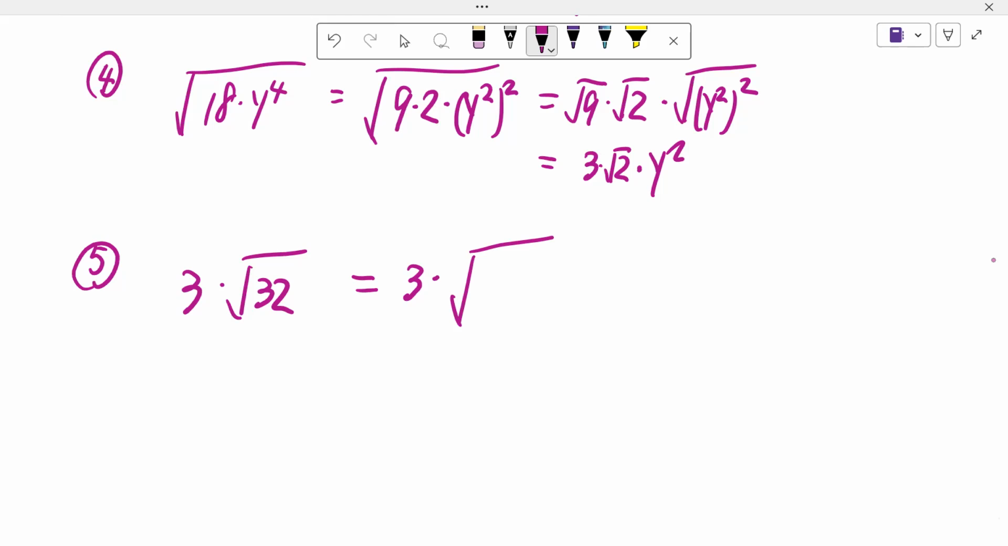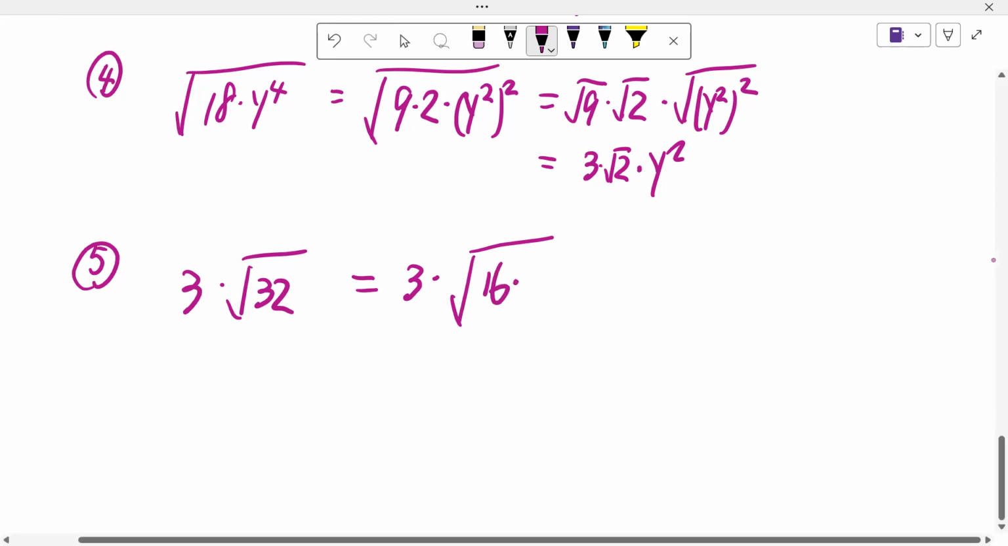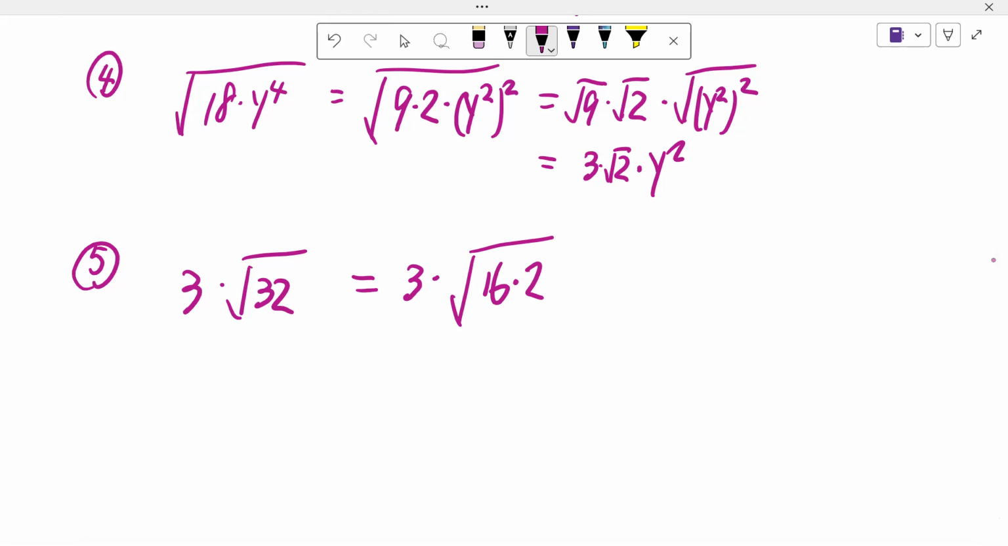4 goes into 32, right? 4 is a perfect square, however, it's not the best one. We will use 16, right? Although 4 works, we don't want to use 4 because it's not the largest or the maximum perfect square that goes into 32. In this case, we will use 16. 16 is a perfect square, and it's the maximum perfect square that goes into 32.